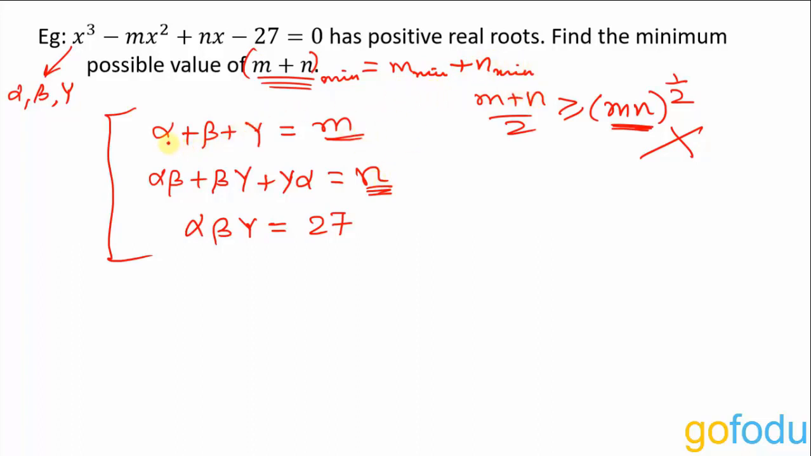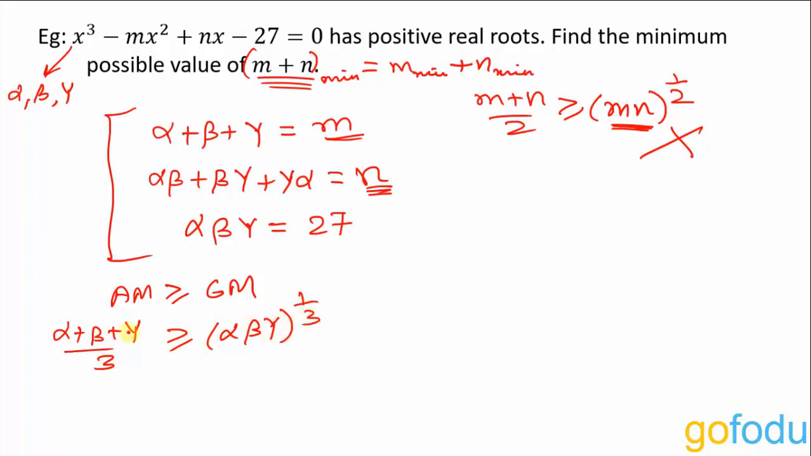Now, I see the sum of alpha, beta and gamma, and I see the product of alpha, beta, gamma. So I'll write AM greater than or equal to GM. For AM, I have (alpha plus beta plus gamma) upon 3, and for GM, I have (alpha beta gamma) raised to 1 by 3. This sum is what? m upon 3 is greater than or equal to, this product is 27, raised to 1 by 3 is 3 only. So m is greater than or equal to 9, the minimum value of m is 9.